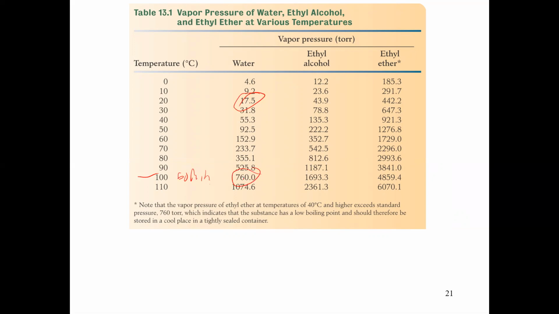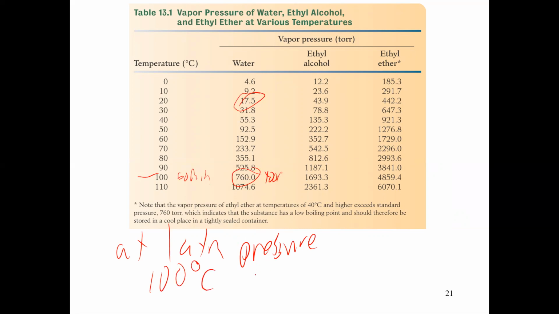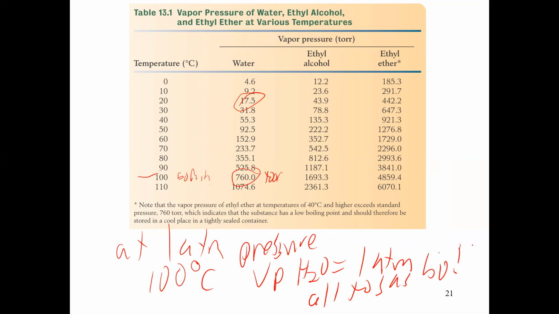That's at 760 torr. So at 1 atmosphere pressure, 100 degrees Celsius is where the vapor pressure of the water equals 1 atmosphere. And that's where it goes all to a gas. It boils. So essentially you've got water boiling. That's where the vapor pressure is equal to 1 atmosphere.